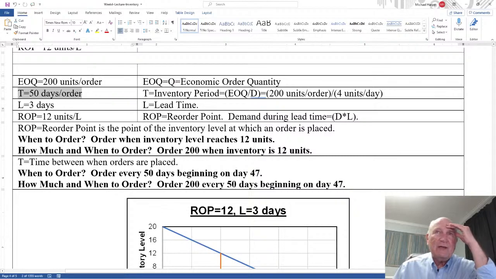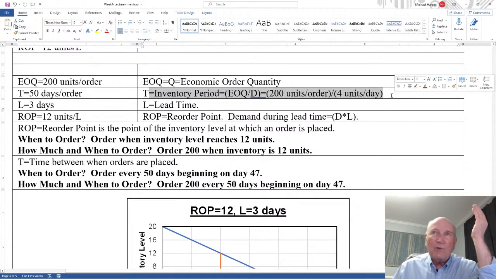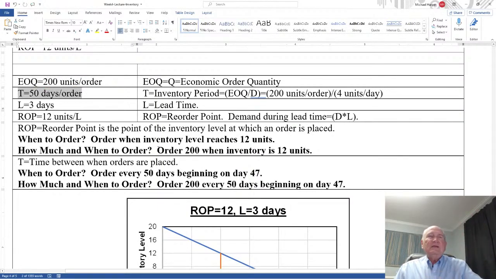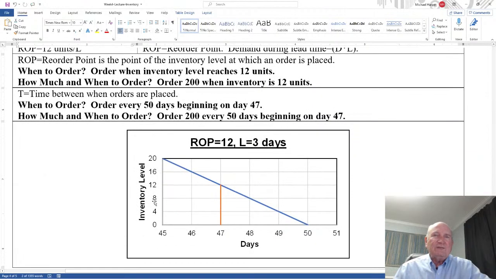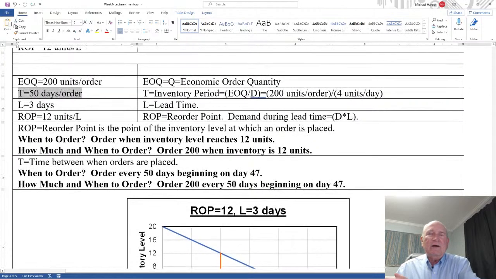In other words, if I take my Q over D, which is 200 units over 4 units per day, then how many days per order? It's 50 days per order. In other words, every 50 days, I place an order. That's my inventory period. So if I place an order on time 0, then on day 50, I'll place another order. Then on day 100, I place my next order. Day 150, I place my next order. 200, I place my next order. So every 50 days, I place an order.